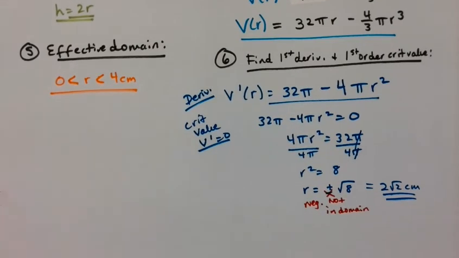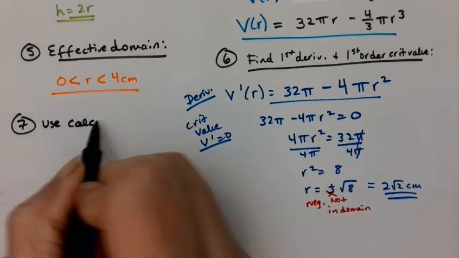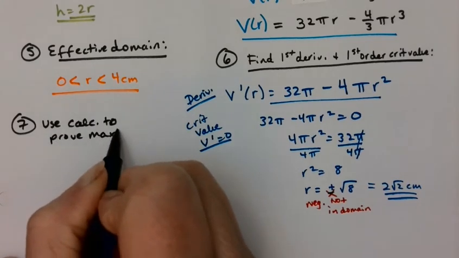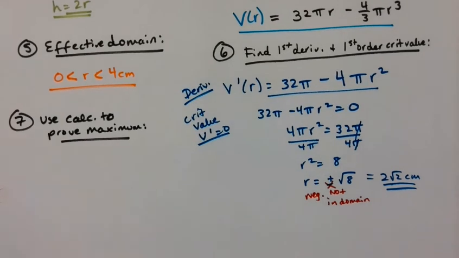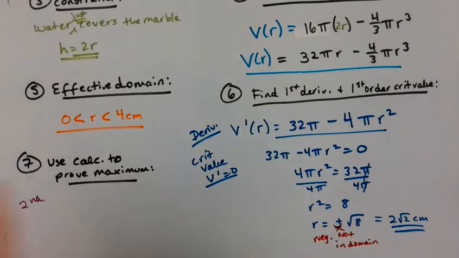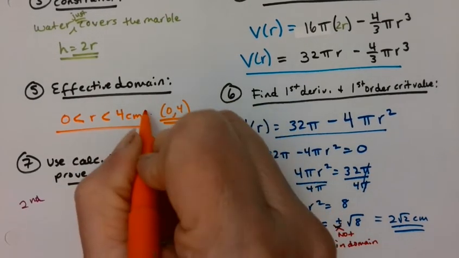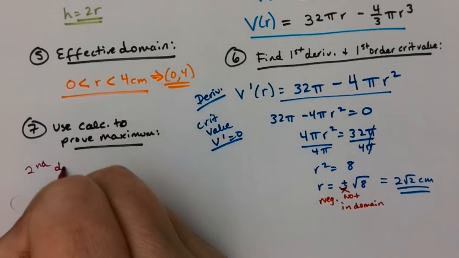All right, step 7, we just need to use calculus. So use calculus to prove min-max, to prove, in this case, it's a max, because it's the most water. Okay, well, this is an easy second derivative, so we're going to use the second derivative method. For one thing, it's an open interval. The interval is, oh, I should have written it this way. So it's (0, 4), like this, right?